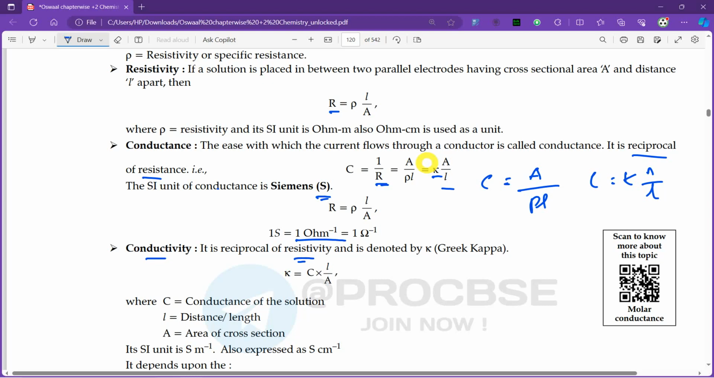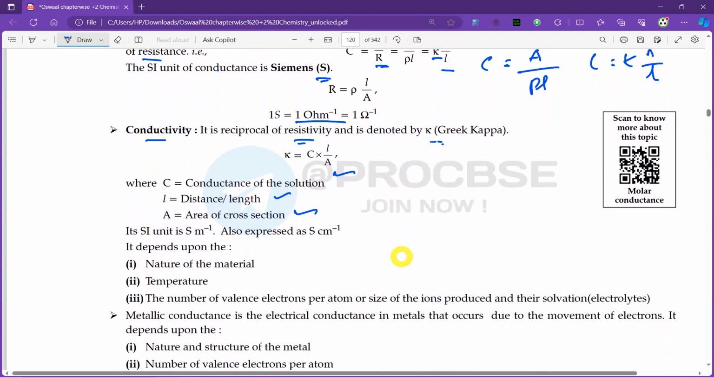Right? Conductance is a reciprocal of resistance, and conductivity is a reciprocal of resistivity, and that can be given by kappa, that is kappa is equal to C into L by A. Here C is the conductance, L is the distance between the two electrodes, and A is the area of the cross section. The unit of conductance is Siemens. The unit of conductivity is Siemens per meter, and also Siemens per centimeter. The conductivity depends upon the nature of the material, temperature, number of valence electrons, and their solvation.